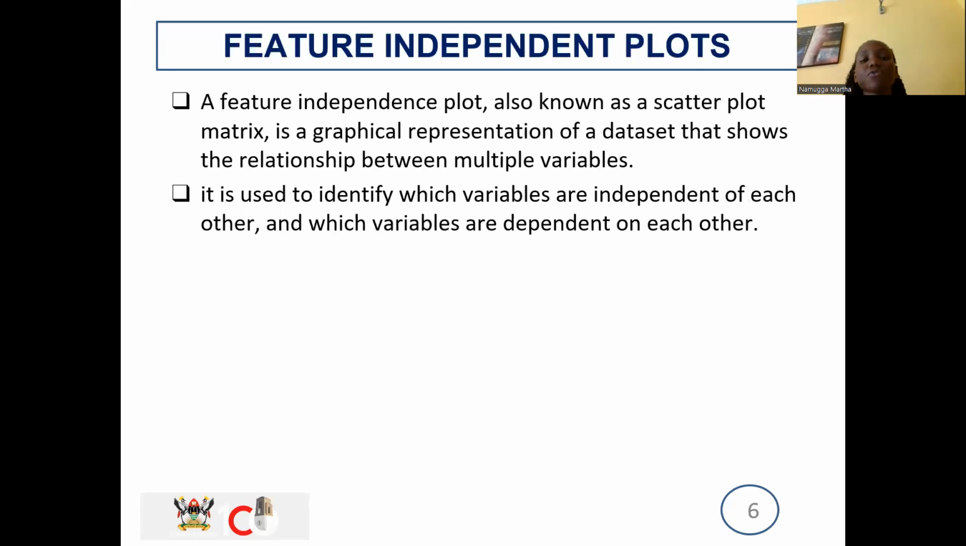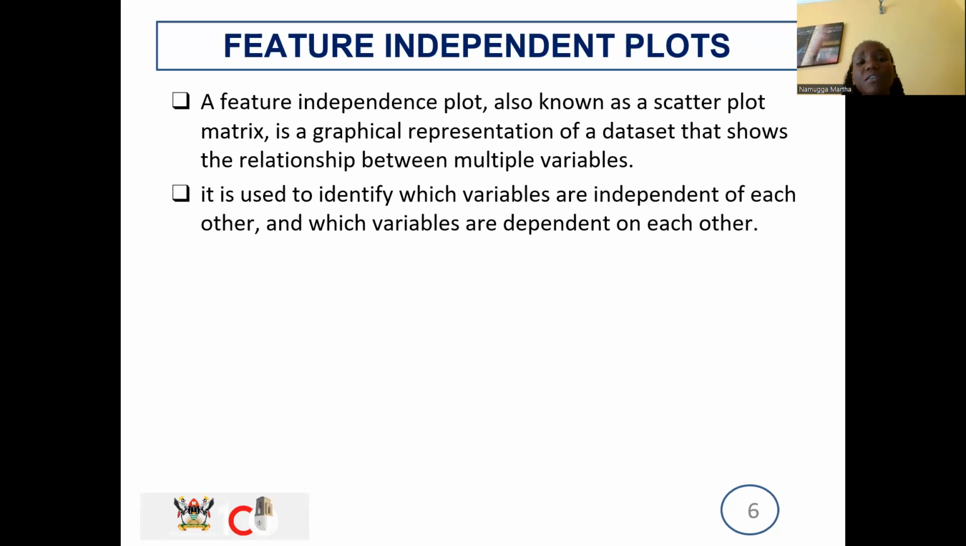Then we move ahead to a feature independent plot. So what's a feature independent plot? It's actually also known as a scatter plot matrix. It helps us know which variables depend on each other and which don't. So to be specific, when I'm looking at my data set, as I said, I have an image mapping to a label. So actually these two are independent.